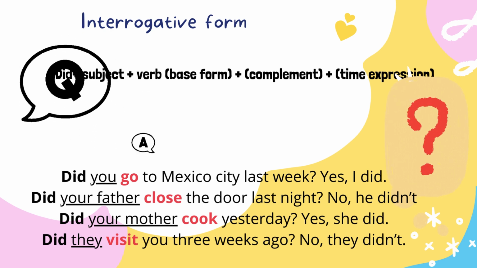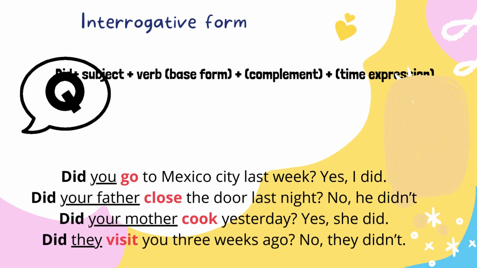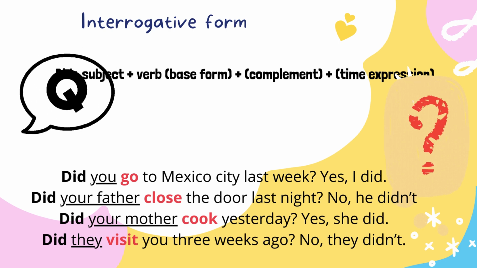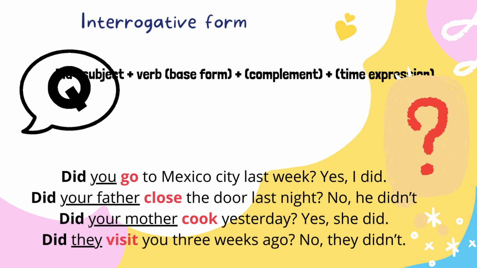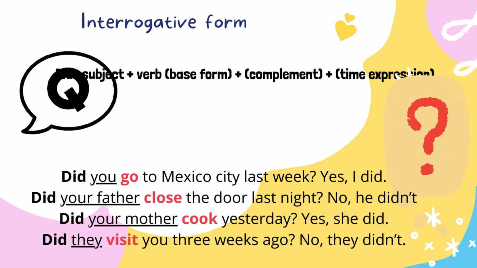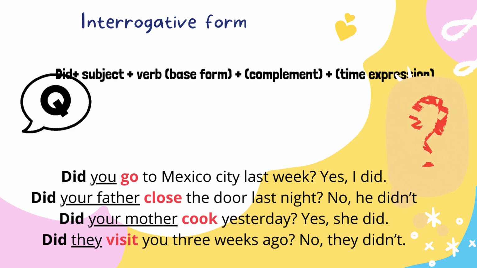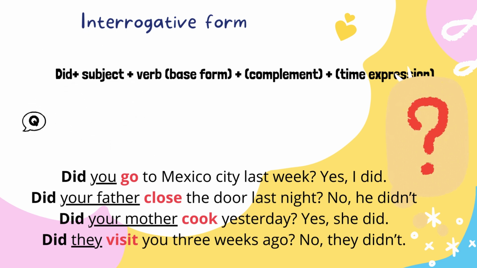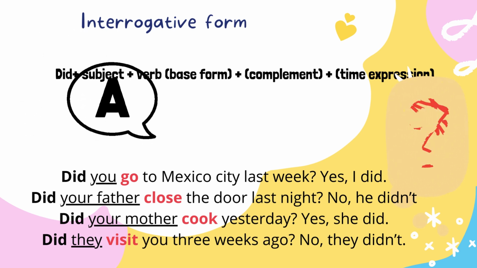Did your father close the door last night? No, he didn't. Or yes, he did. Did your mother cook yesterday? Yes, she did. Or you can say, no, she didn't. Did they visit you 3 weeks ago? No, they didn't. Or you can say, yes, they did. And in here, let's pay attention to the structure. Remember, the yes, no questions start with the auxiliary.